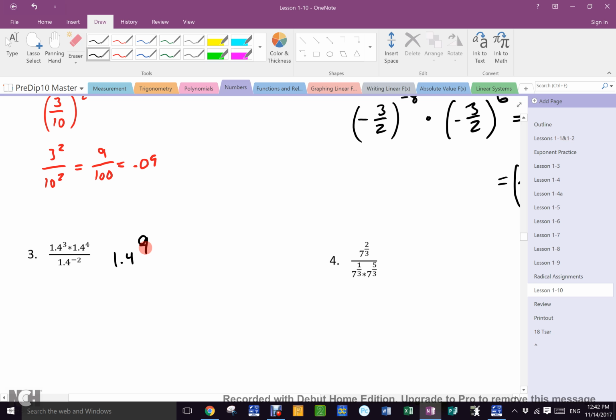Wait, why is it 9? Because 7 minus minus 2. Because you bring it correct. Oh, yeah. All right. What about that one? It's all the same base. So just keep all the same base. So what are you doing on the bottom?